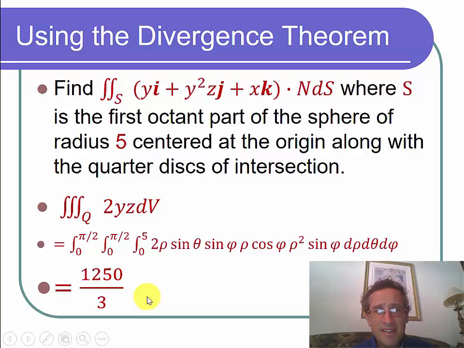If you tried to do this without the use of the divergence theorem, it would be much more difficult. First thing is you'd have the sphere, you'd have to get the unit normal vector for the sphere, take a dot product. Then we'd have to do, remember, the quarter discs of intersection along the xy plane, the yz plane, and the xz plane. There'd be 4 different integrals to work out. It would be messy, but I don't want to do that because I can use the divergence theorem.